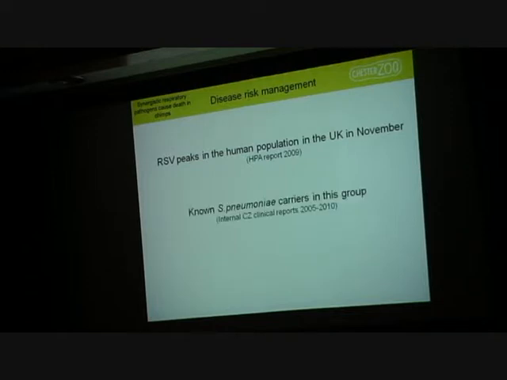We had a bad human source pathogen outbreak in a group of chimpanzees, not sure where the human source actually was. We know it was human source because there was a human variant of respiratory syncytial virus, and it peaks in the human population in November. This outbreak happened in November. We had known Streptococcus pneumoniae carriers in the chimpanzee group, so they worked together.